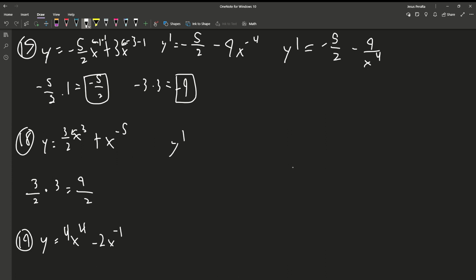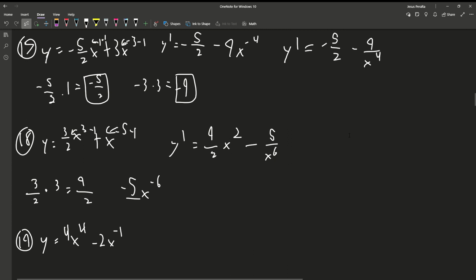So we have y prime is equal to 9 over 2 x, and you just subtract 1 on top and you get 2. For the second part, multiply by negative 5, so you get negative 5, and then you subtract 1, you're going to get x to the power of negative 6. But when we rewrite that, you're going to get negative 5 over x to the power of 6. Just like that.